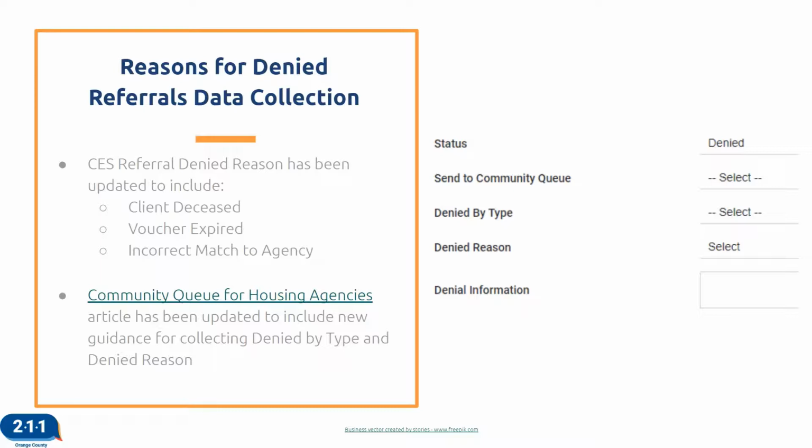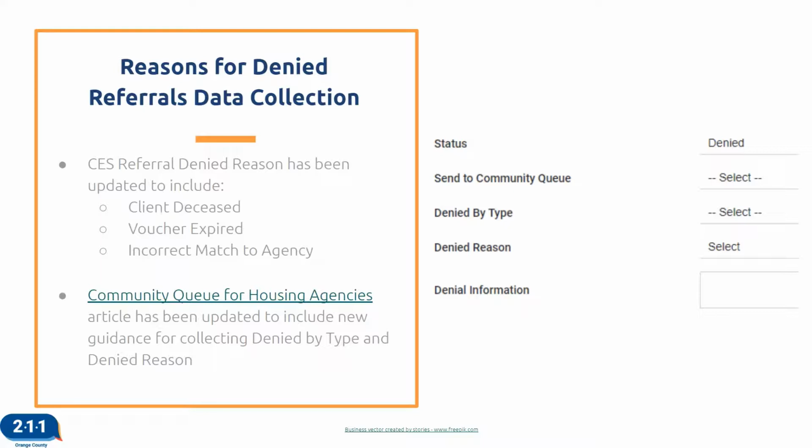Voucher expired. So the client had a voucher, but they were not able to get placed in a housing unit before that voucher expired. Or incorrect match to agencies. So a client, for example, should have been matched to Mercy House, but they were matched to American Family Housing.